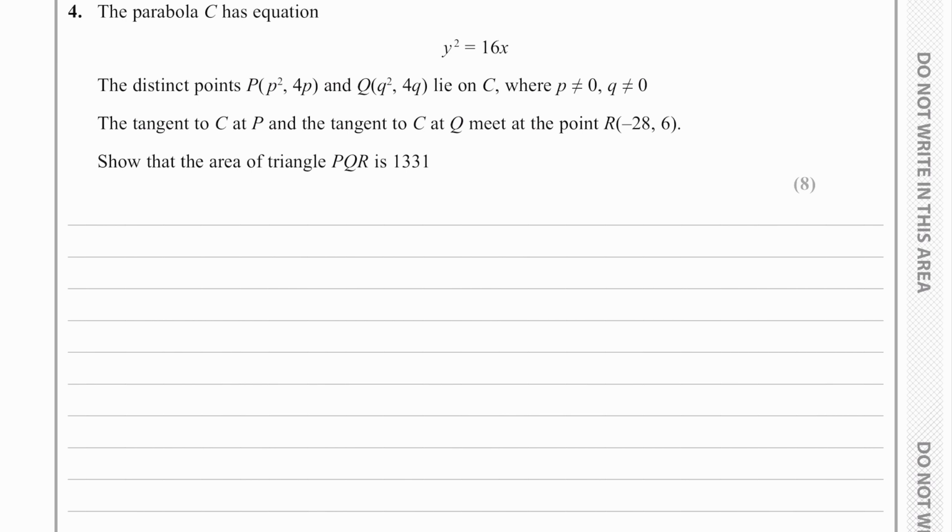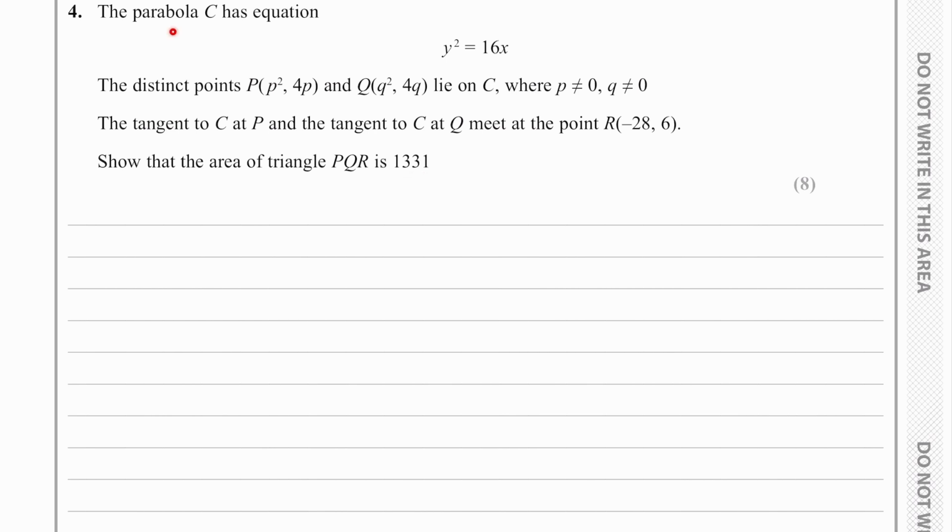So here we've got a question on conic sections. We're told that the parabola C has this equation, and the distinct points P and Q lie on C, and that the tangent to C at P and the tangent to C at Q meet at this point. We've been asked to show that the area of triangle PQR is 1331.